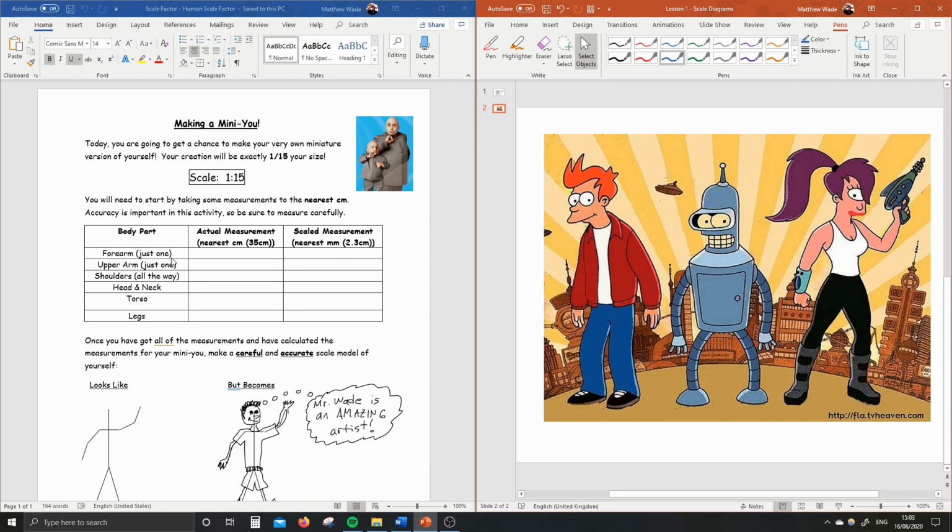Okay, so here's what you've got to measure. First things first is your forearm. I want that to include your hand as well. So if you look at my mouse here, here's a picture of Fry from Futurama. You go from your elbow, which is like there, and measure all the way down to your pinky finger, okay?